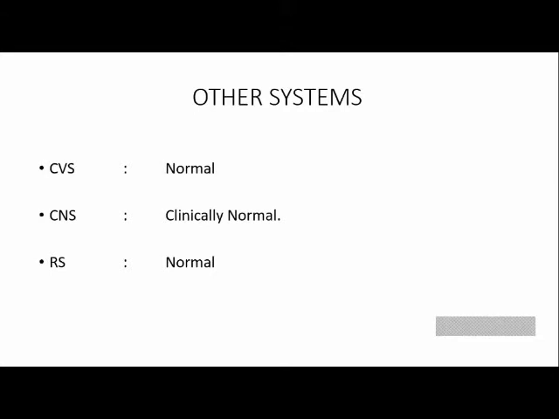Just by saying that there is a mass on the right side does not mean that you cannot look for ascites. There are other features suggestive of ascites which could have been picked up. Tell me, in this case, if there was ascites, how would it have manifested?